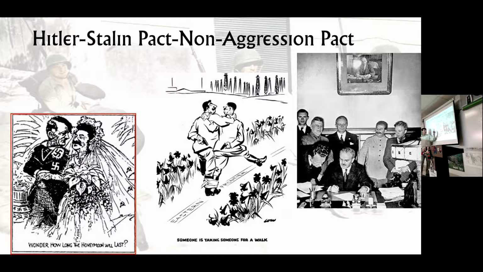But I love this cartoon. Could you see the revolvers? One of them is going to betray the other.